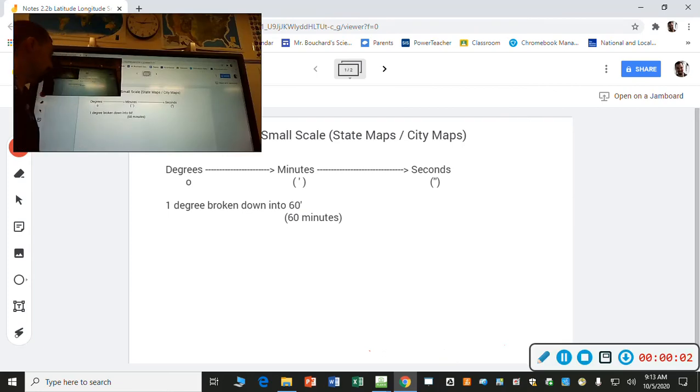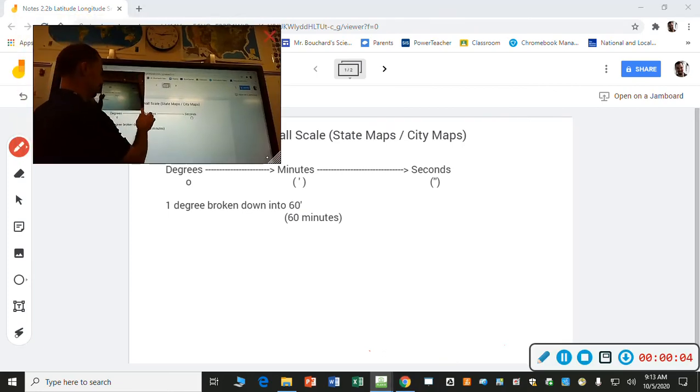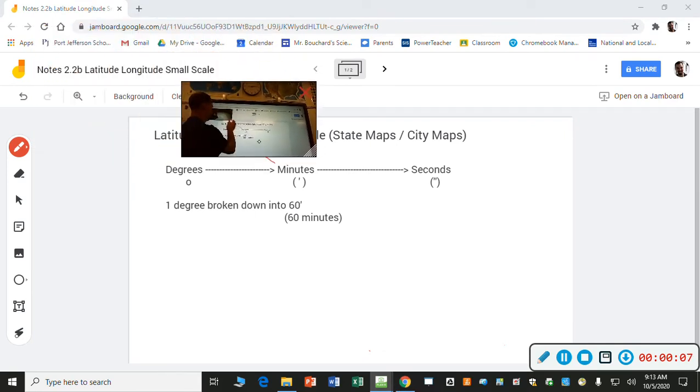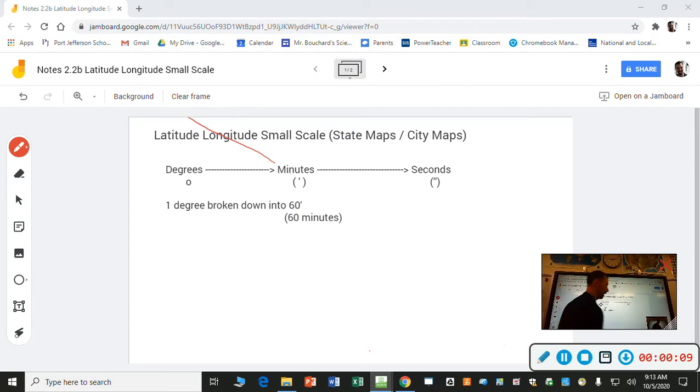Hey guys, Mr. Bouchard here, and today we're going to talk about how to do latitude and longitude on the city and state level. What we're going to be looking at is basically how to zoom in and mark units that are smaller than a degree.